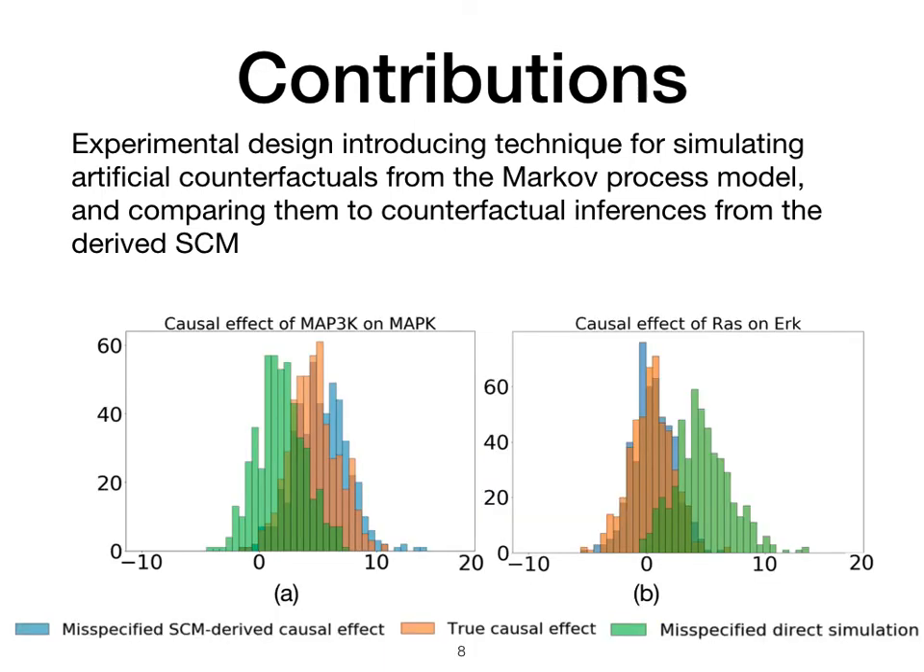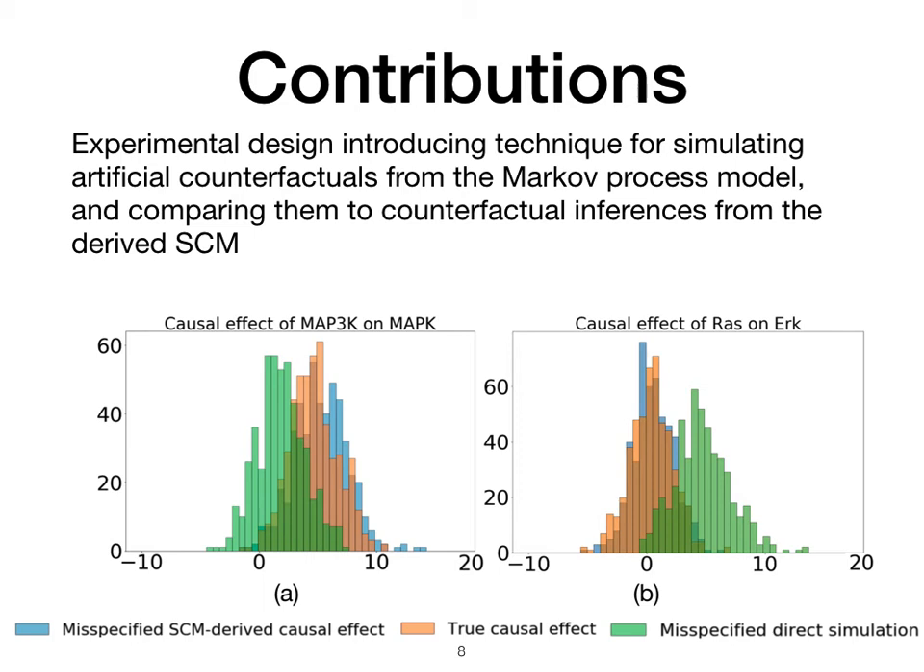Results also illustrate how using counterfactual inferences with an SCM makes intervention prediction more robust to model misspecification. The left shows results from the MAPK signaling pathway model, and the right comes from the IGF signaling pathway model. These histograms show causal effects over several iterations of the evaluation. The ground truth causal effect is indicated in orange.